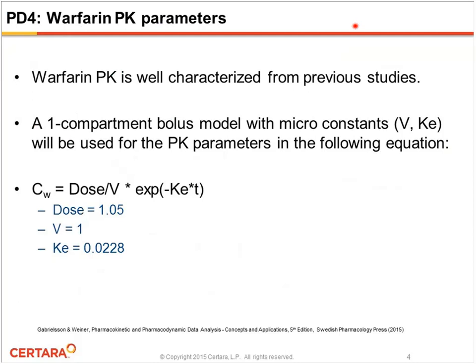As far as the pharmacokinetics of warfarin are concerned, the warfarin PK is well characterized from previous studies. It follows a one-compartment model, and after bolus administration, we have the microconstants volume of distribution and elimination rate constant, and we will use these for the PK parameters in the following equation. So the concentration of warfarin equals the dose divided by the volume times e to the minus Ke times time, where the dose amount is 1.05, volume of distribution is 1, and Ke is 0.0228.